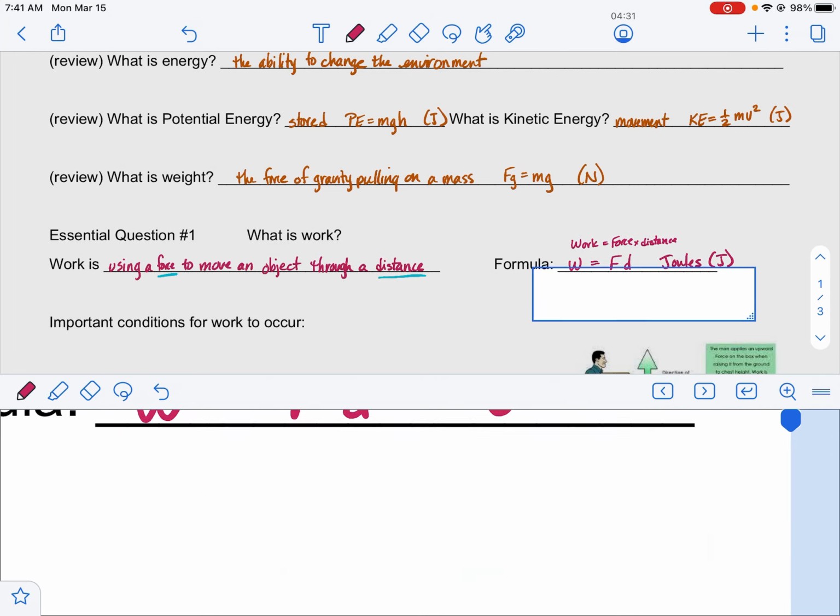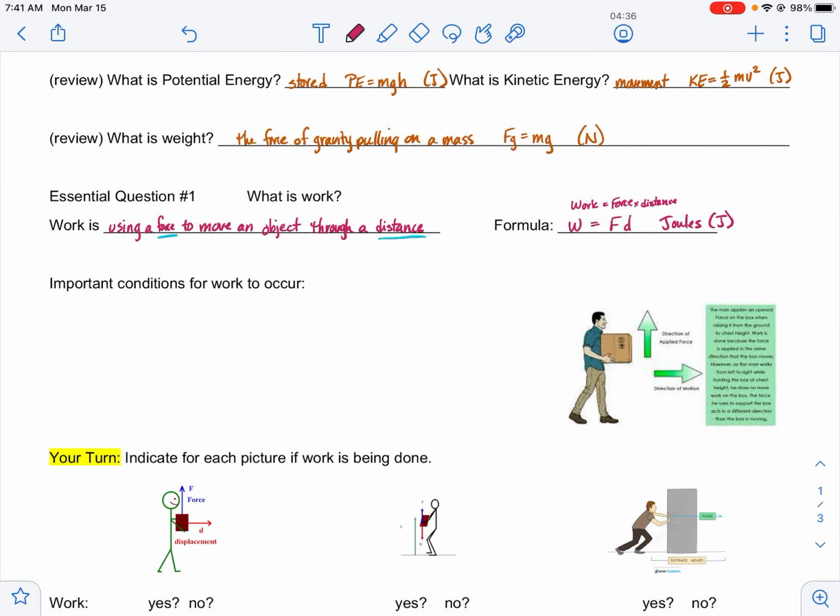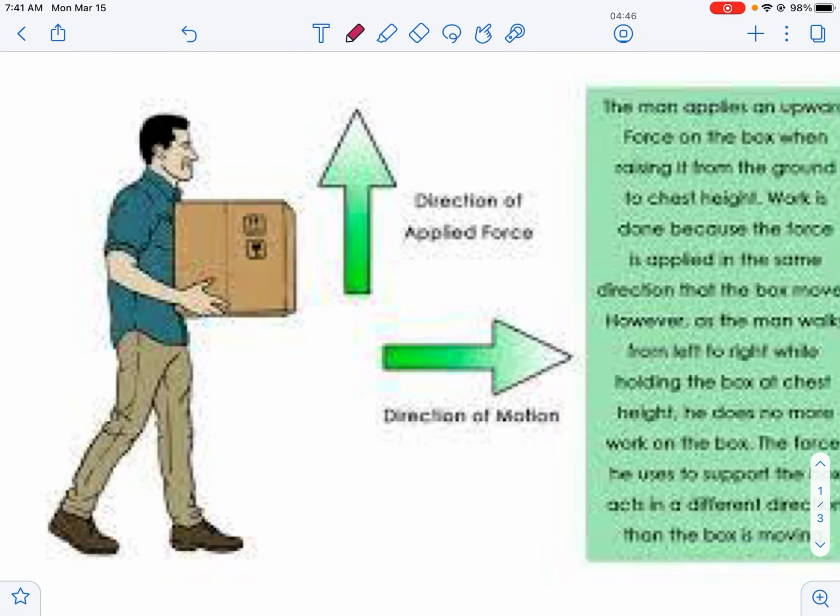All right? Now, there are some important conditions here that we have to think about, okay? So in order for work to be done, there has to be a force, there has to be a distance, and the trick here is that they have to be in the same direction. So in this particular example, the person with the box is exerting a force in this upward direction, right? Because the person is holding the box, but the person is moving forward. So that's my distance. So because those two things are not in the same direction, this person is not doing any work.